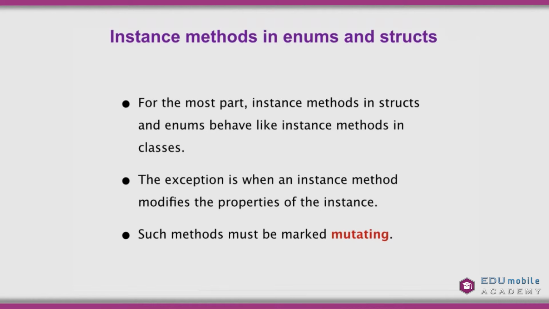But in an enumeration and a struct, if you want to modify a property of the instance, then you must precede the method with the keyword mutating. So we have mutating func whatever. And so that will allow a method to modify the instance properties of an enumeration or a struct.